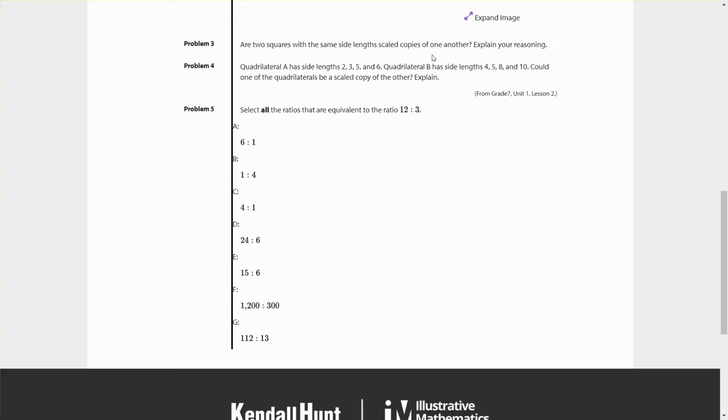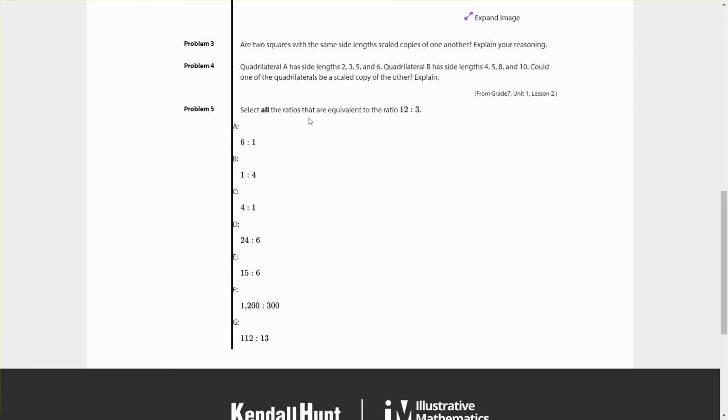For number 4, quadrilateral A has side lengths 2, 3, 5, and 6, and B has side lengths 4, 5, 8, and 10. Could one be a scale copy of the other? Again, what is the mathematical relationship at work? Your job is to figure out, is there a mathematical scale factor that is equivalent from 2, 3, 5, 6 to 4, 5, 8, and 10? If there is, then they could be scale copies of each other. So either they are or they're not.